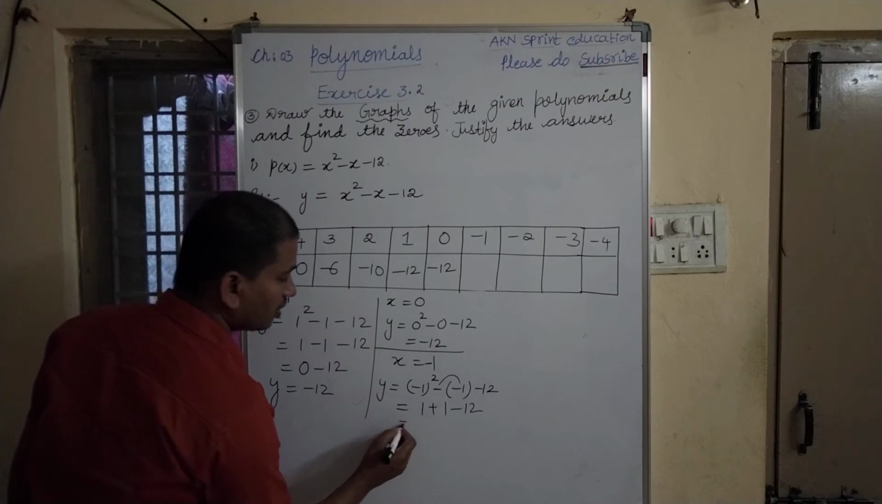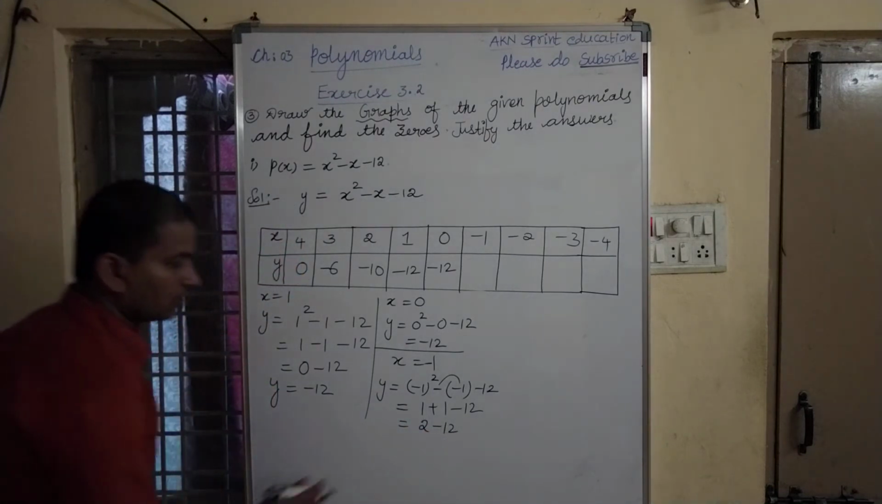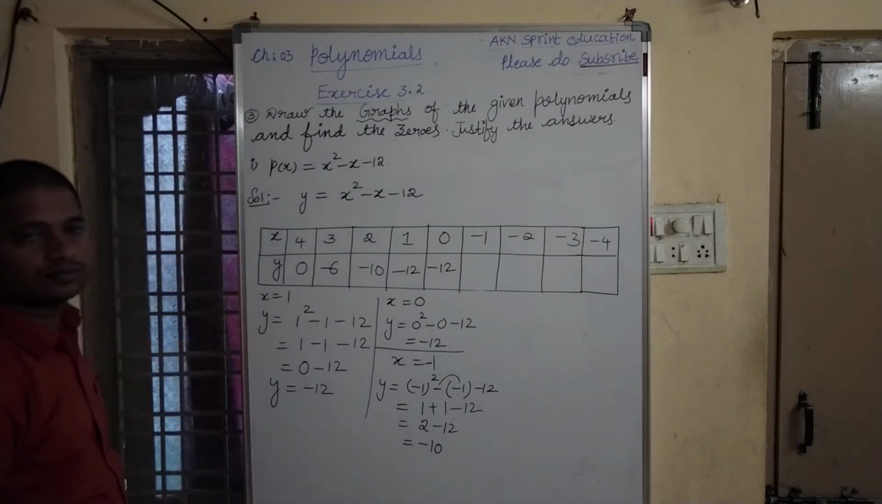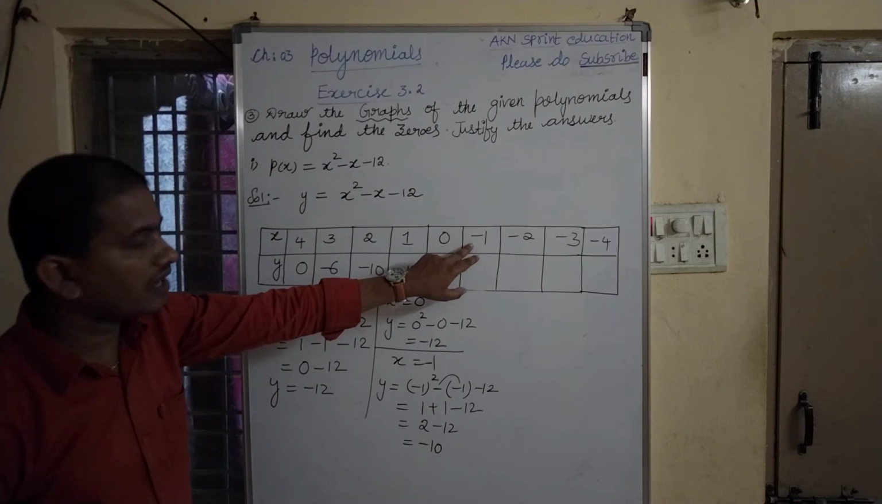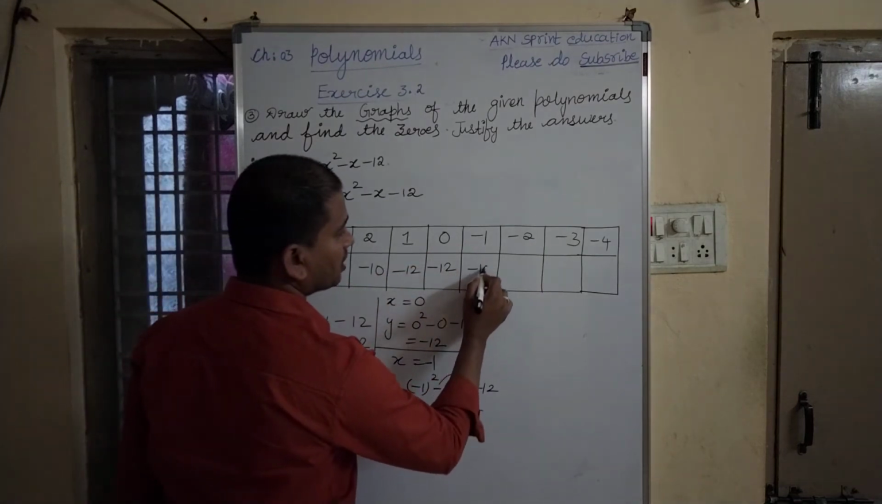1 plus 1, that is equal to 2 minus 12. 2 minus 12, that is equal to minus 10. When x is equal to minus 1, what is the value of y? Y value is minus 10.